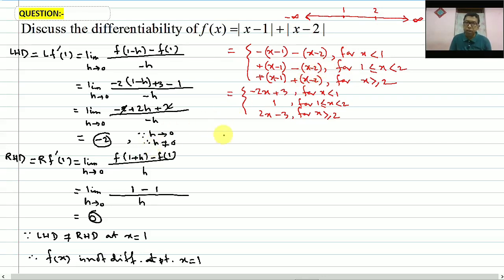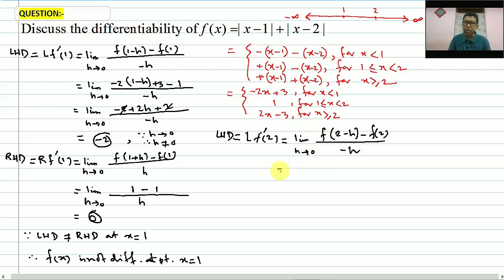Now again you have to find out the LHD. That means this is L f dash 2. You have to find the left hand derivative of the function f of x at the point x equal to 2. Use again the same definition: limit h tends to 0, f of 2 minus h minus f of 2 whole divided by minus h.